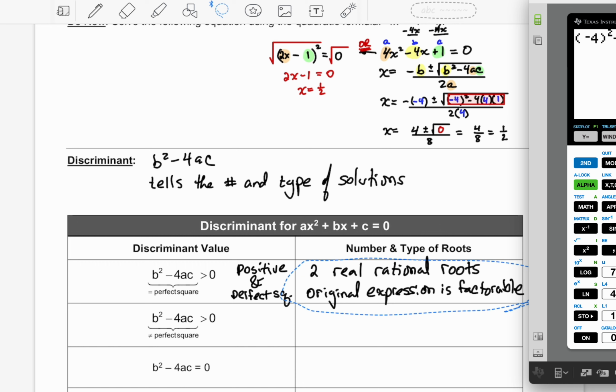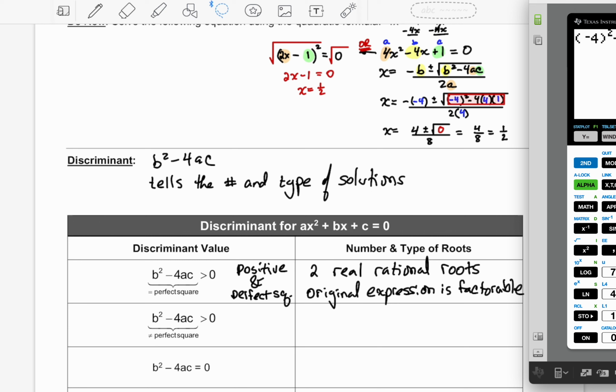So you get two real rational roots, but it also means that the original expression was factorable. So some people look at this and say, and there's two schools of thought. So I'm kind of with you on both interpretations. You compute b squared minus 4ac, right? You get an answer. Let's say it's a 4. That's a number that's positive, and it's also a perfect square. So that tells me that the original expression is factorable.